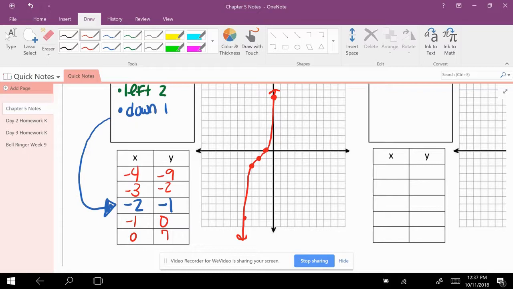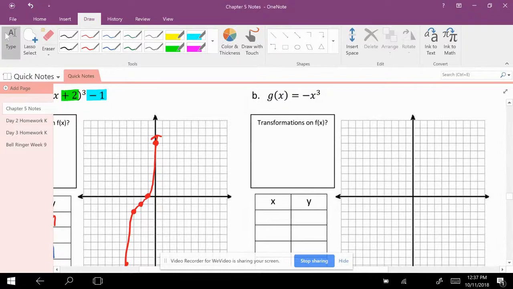Negative 2. Okay, so. Oh, you forgot your negative 1. Questions on that? Pretty straightforward, right? Okay, we're not gonna do any more graphs. We're just gonna get some points on here. Okay, so let's talk about this next one.